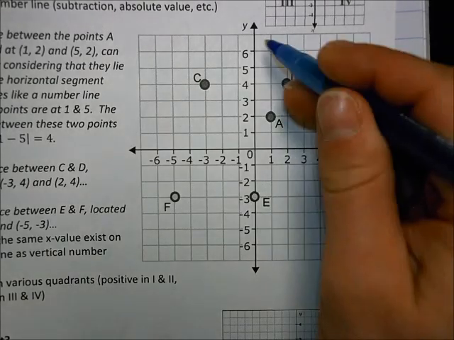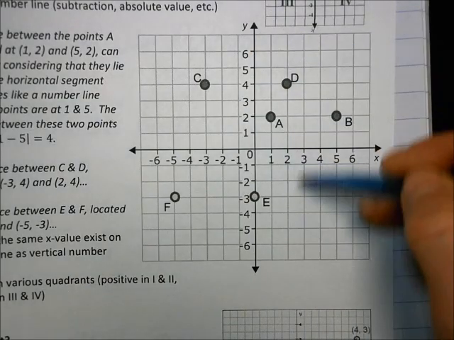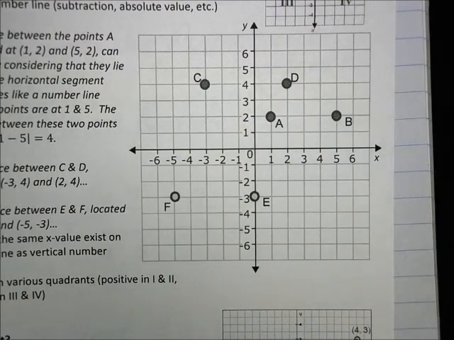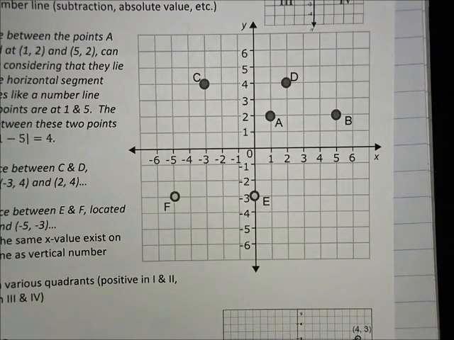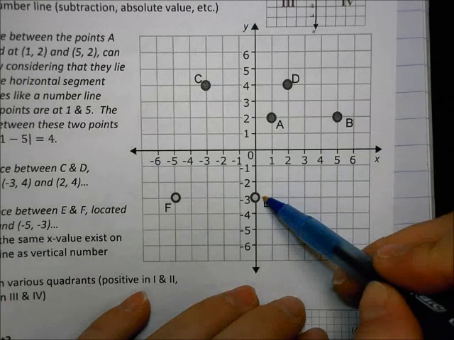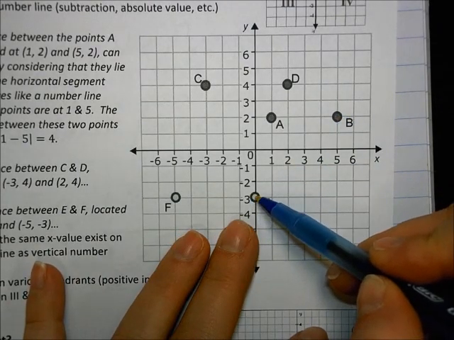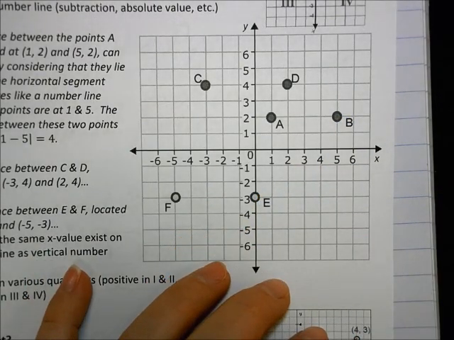If I wanted to do vertical ones, I would need points on the same x value, and I could count how far apart they are as well. The problem comes in, what if I wanted to know the distance from B to E? A and B we could do easily. C and D we could do easily. But B to E, you can't really count how far that is. But what we can do is use the Pythagorean theorem to figure it out.